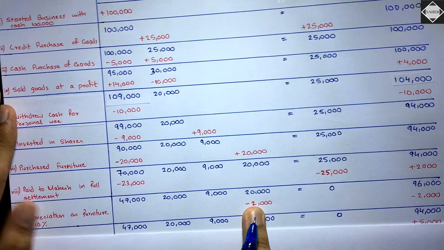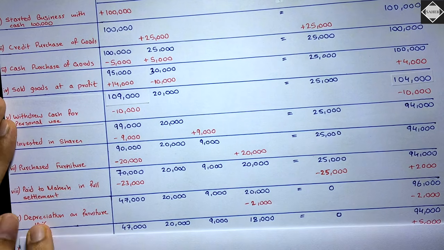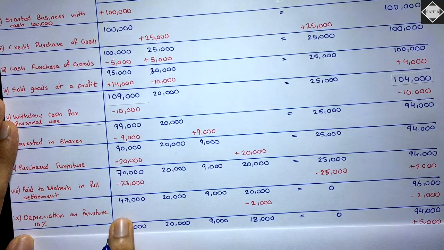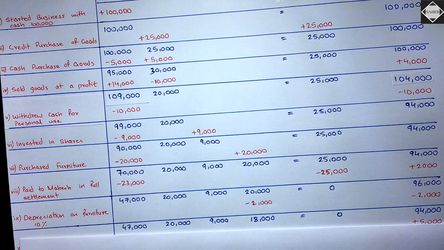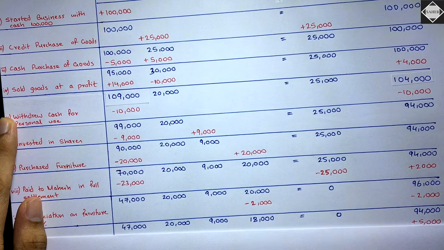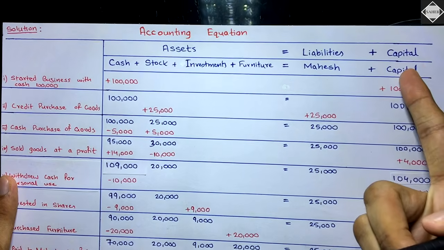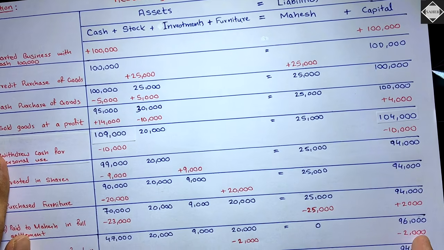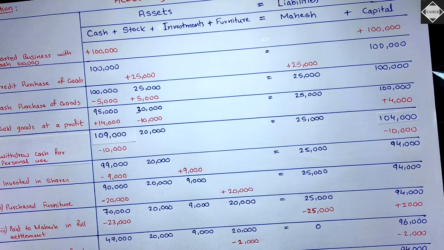So minus 2,000. And it's an expense, non-cash expenditure. There is no cash outflow. Because of depreciation, there will not be any cash outflow. See, nothing has happened. You haven't paid anything. It's just that the value of the furniture is decreased by 2,000. Okay, it's an expense, non-cash expense. So it's an expense. That means the effect has to be given in the capital. Yeah, negative effect. So capital will also reduce by 2,000. Is that clear? Easy?